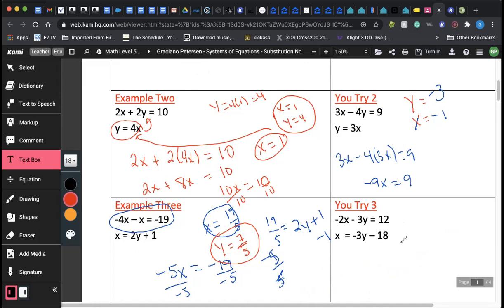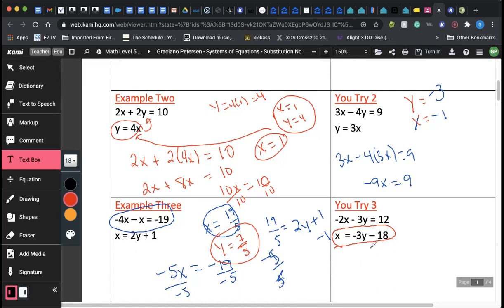So where do I start? I'm a little lost. Okay. So whenever we are substituting, right, we want to try to replace or get rid of one of the variables and solve for the other variable. So the way to do that is to rearrange it so that you have an x equals or a y equals. In this case, I have x equals, right? It already tells me that x is equal to this, negative 3y minus 18.